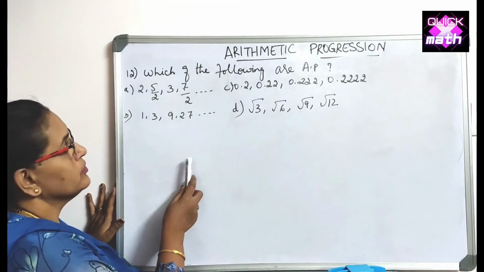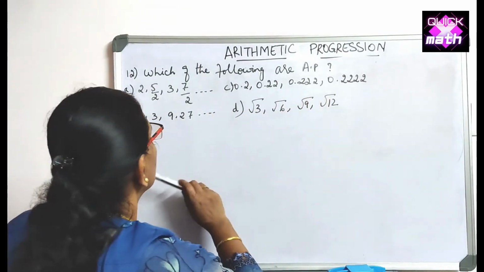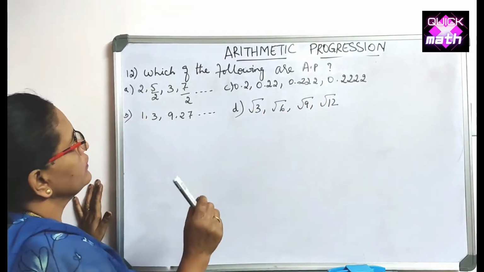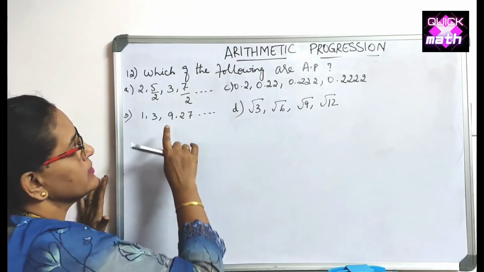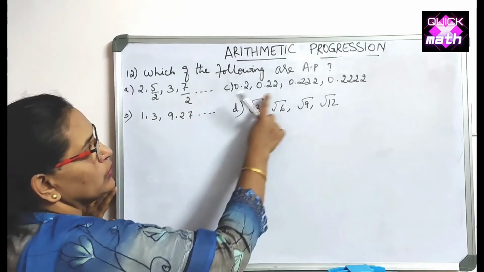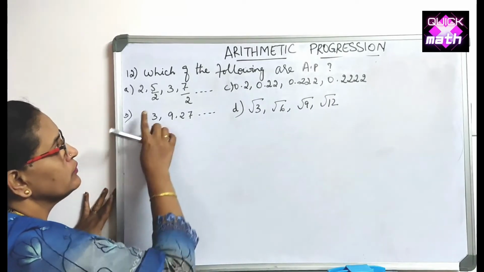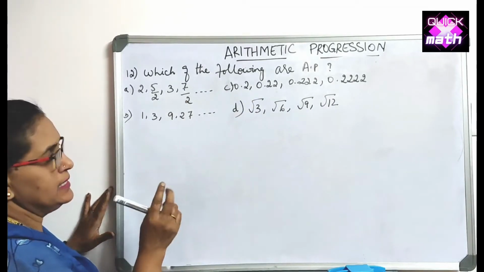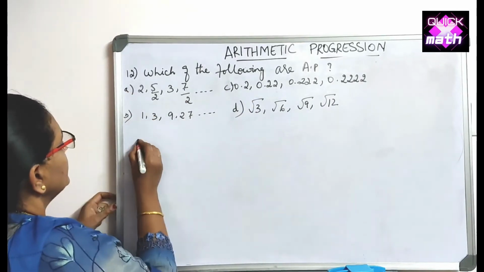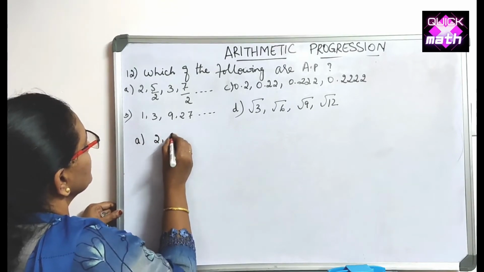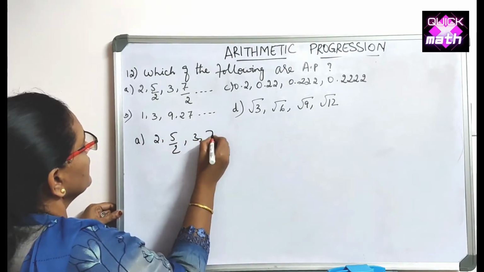Let us do the next question. Which of the following are AP? AP means you have to find out the 4 terms where the difference is same. They have given you the 4 terms. You have to find out in which option the difference is same. So first option we will take, that is 2, 5 by 2, 3 and 7.